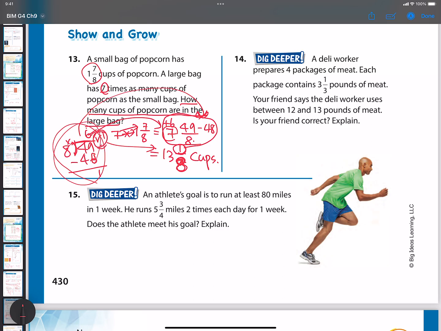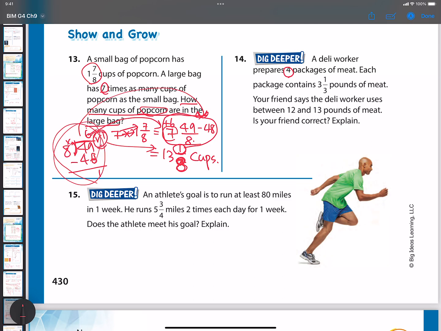Number 14. A deli worker prepares 4 packages of meat. Each package contains 3 1/3 pounds of meat. I'm sorry, I just read popcorn in here and maybe it's stuck in my mind. Let's do it again. Number 14. A deli worker prepares 4 packages of meat. Each package contains 3 1/3 pounds of meat. Your friend says the deli worker uses between 12 and 13 pounds of meat. Is your friend correct? Explain.